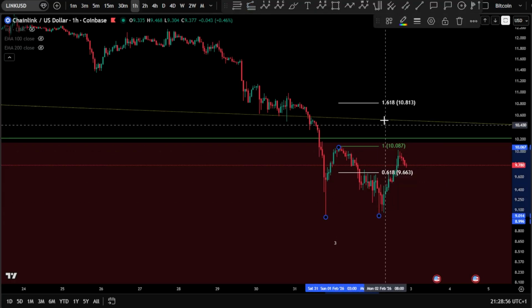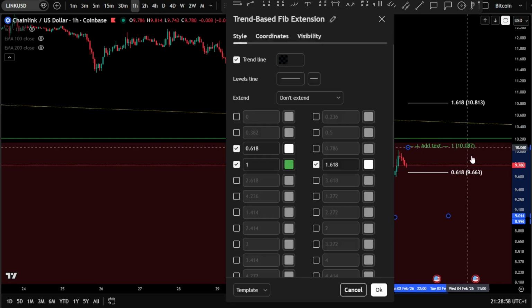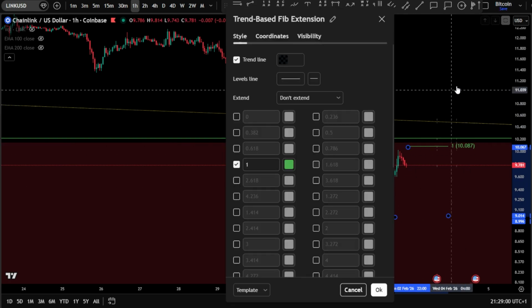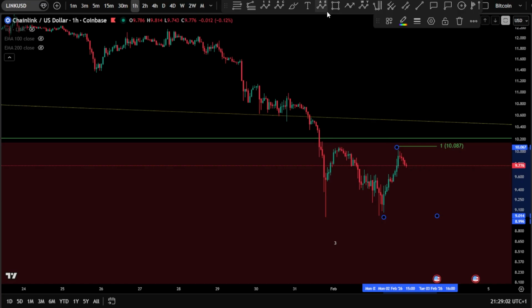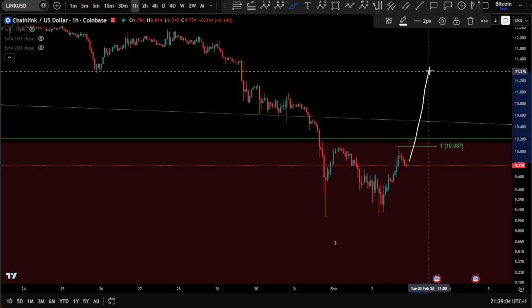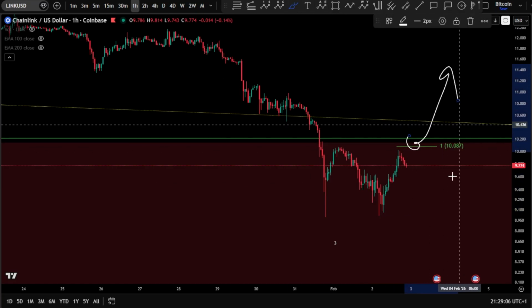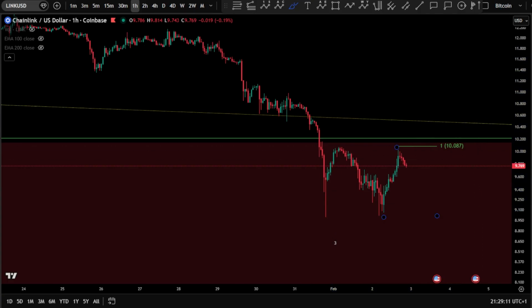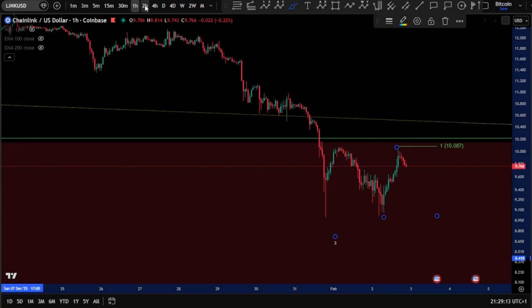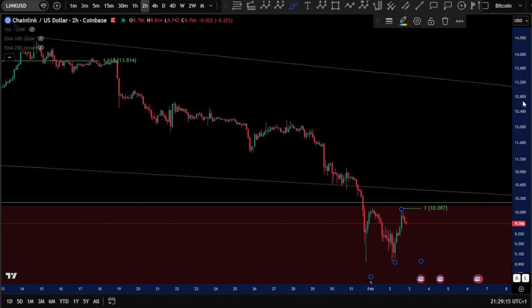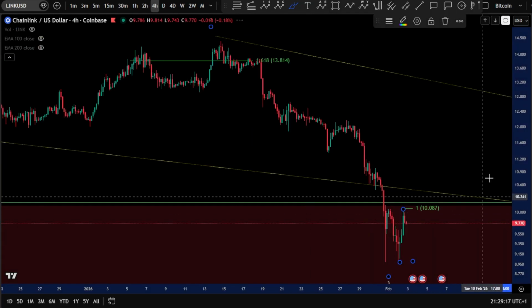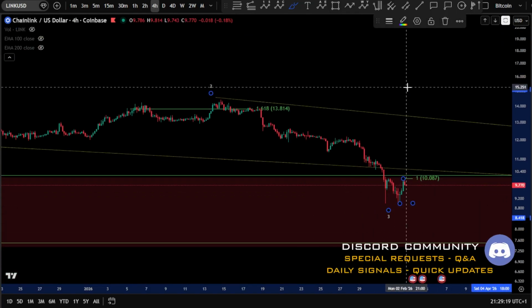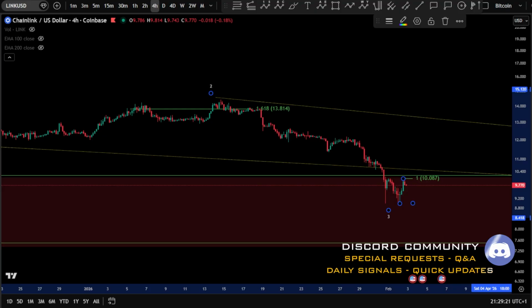Of course, we need to break again the 1-to-1 fib level, at least the $10 here for CHAINLINK, to see something pushing for higher there, and of course breaking it very decisively for wave 3, 1, 2, 3, 4, and a 5, something like this. This is the signal that we are waiting for for the crypto market, but very likely that we might still have one more low before doing this. Yep, so this is regarding LINK.